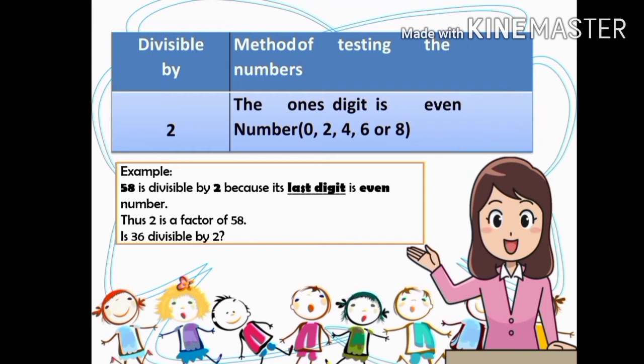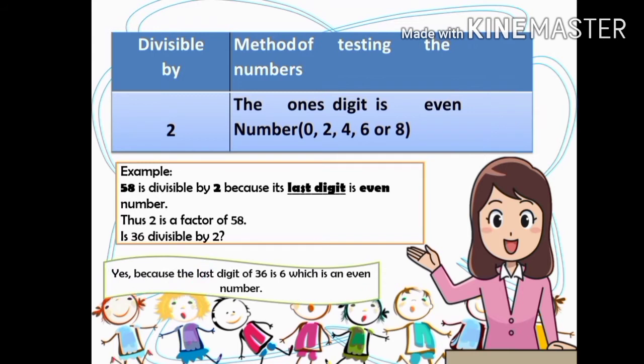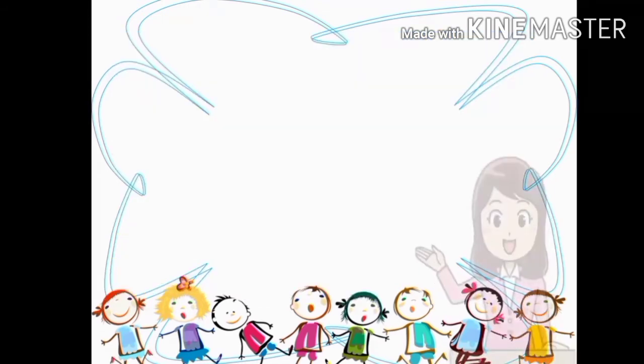Question: is 36 divisible by 2? What is the ones digit? It is 6. Right? Oh yes! It is divisible by 2 because the last digit of 36 is 6, which is an even number. Who got it correct? Next.